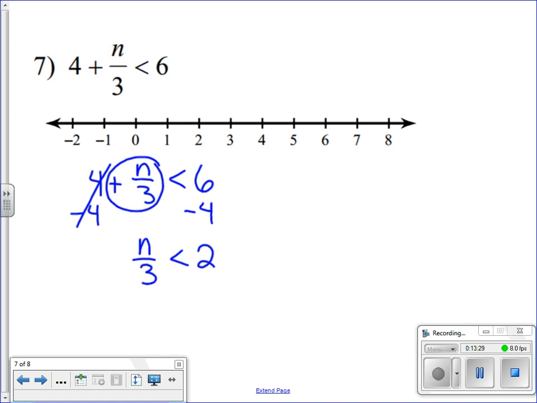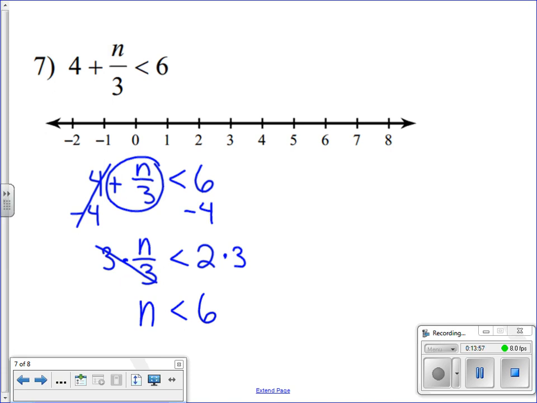I now need to get rid of the 3, so this is n divided by 3. I need to times by 3 on both sides to get rid of that 3. That cancels out. And again, what is my sign going to be? It stays the same because I only multiplied by a positive number. I didn't multiply or divide by a negative, so it's going to stay the same. And then 2 times 3 is 6. So this is all my numbers less than 6.